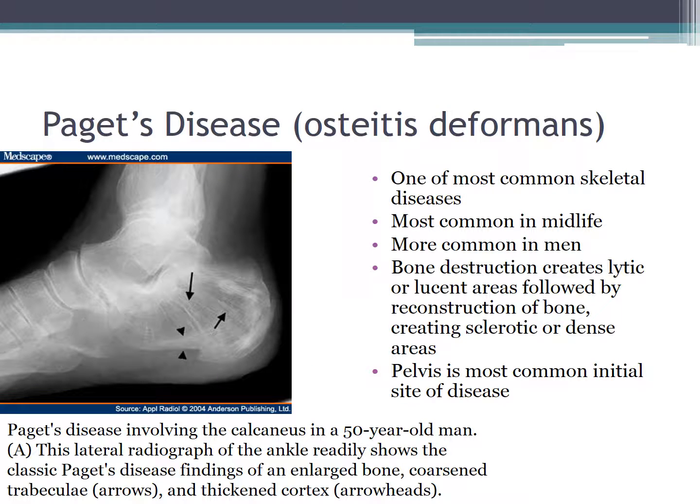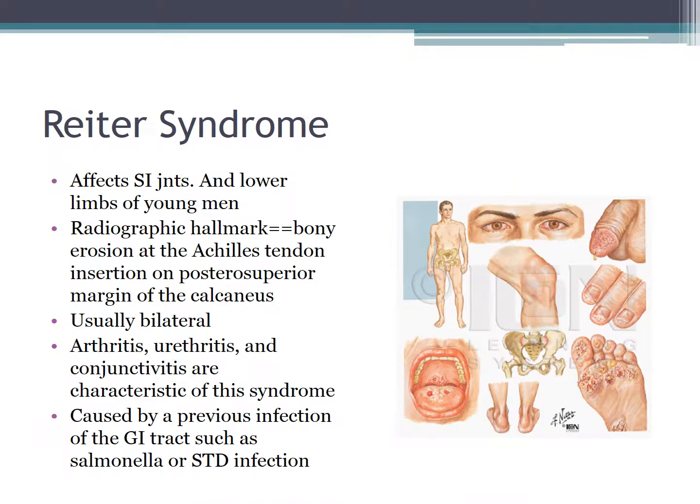And again, here's another example of Paget's disease, this time in the ankle. We've already talked about this in the previous PowerPoint. Reiter syndrome affects the SI joints, and mostly in men.